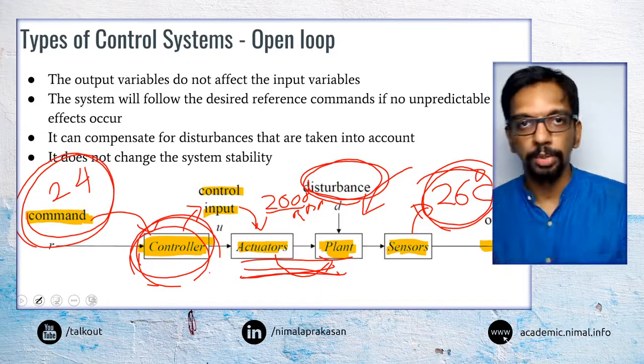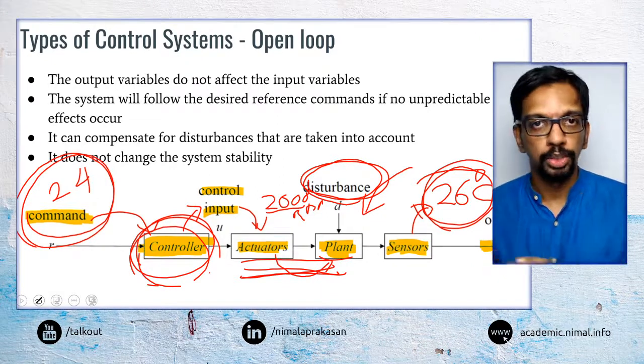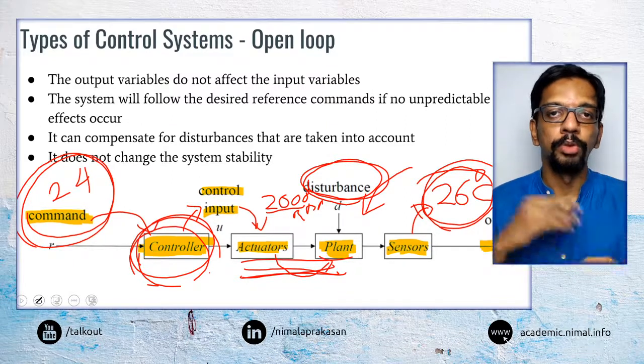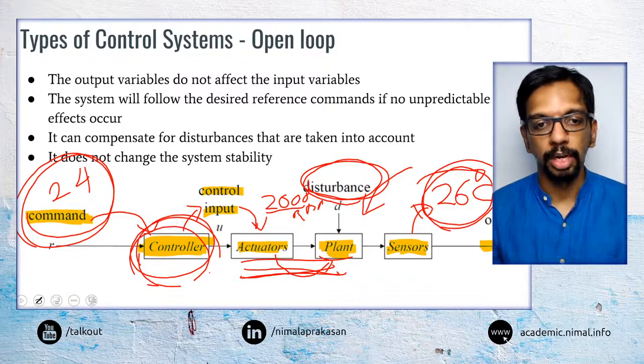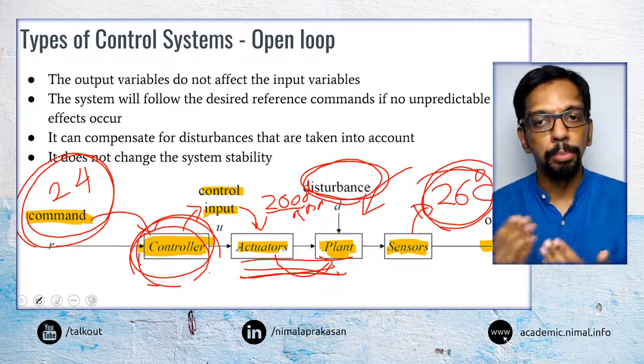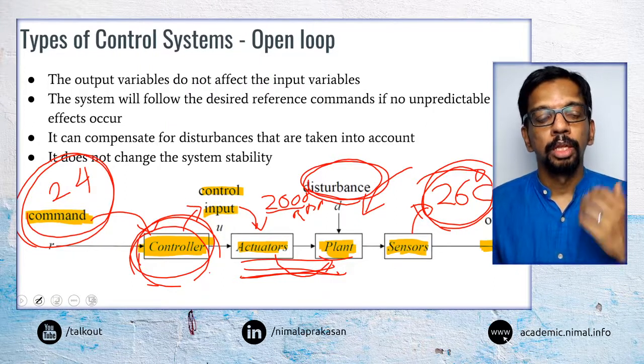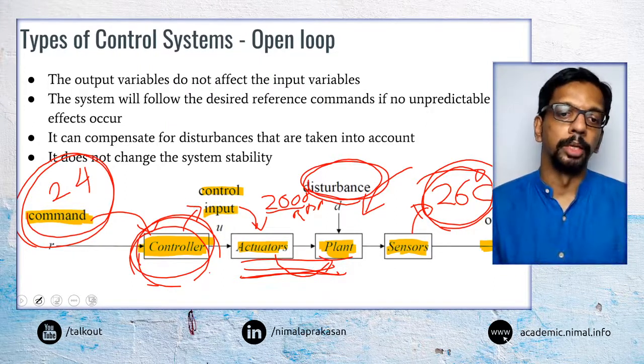So whether the room temperature is 24 now, or is it 26, or is it 22, doesn't matter. The controller will still function in a similar manner. It is not going to be impacted by any external disturbances. It will keep on working.